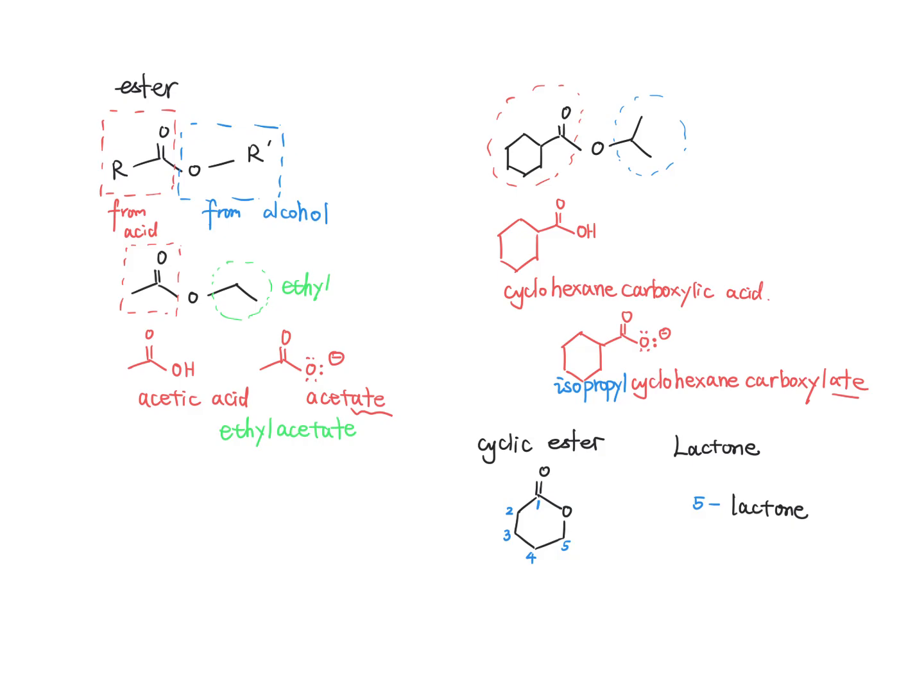The second way we can name it is to use the Greek letters. When the carbon connects to a functional group, here the acyl group, the first carbon connected to that functional group we call the alpha position. So this is the alpha position, followed by beta position, then gamma position and delta position. The delta position carbon is connected to the oxygen from the alcohol, so this lactone can also be called delta lactone. That is how we name the cyclic ester lactone.